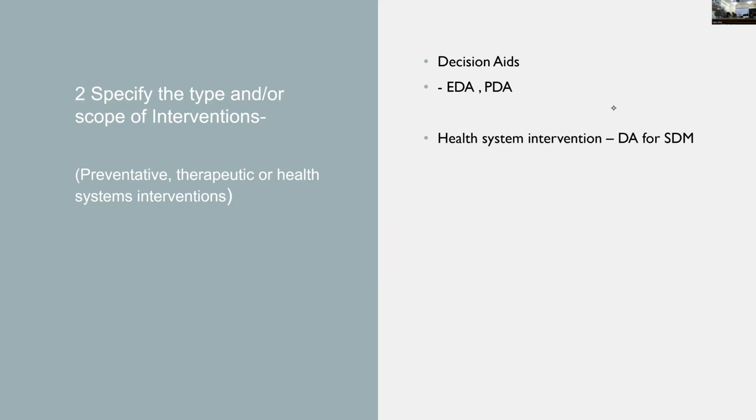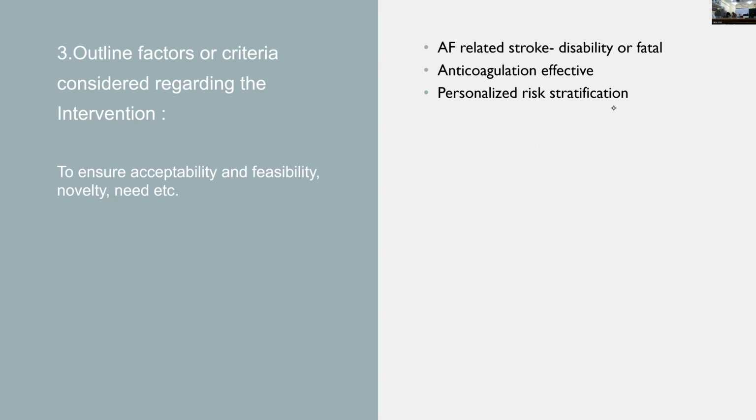The second is specify the type of the intervention. So the intervention can be preventive, for example, a lifestyle change to prevent a disease, or it could be therapeutic, exercise to control your sugars, or it could be a health system intervention. So here it was a health system intervention. It was a decision aid tool to help your disease. Outline factors or criteria considered regarding the intervention.